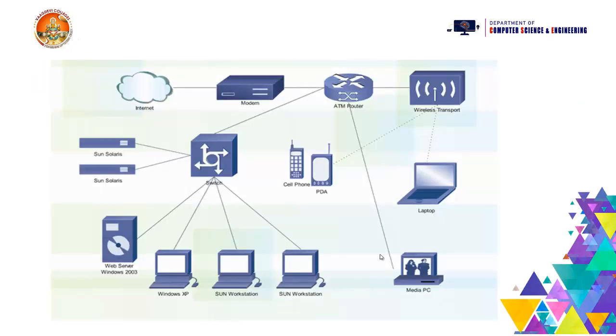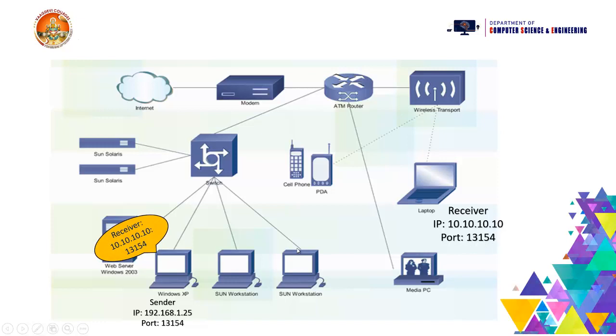Assume this is one network. This particular system is our sender with an IP address 192.168.1.25, and the sender system is using port number 13154. The laptop is our receiver. The IP address of the receiver is 10.10.10.10 and the port number is 13154. To communicate, the sender will add this IP address and port number in the packet so that the connection is established.